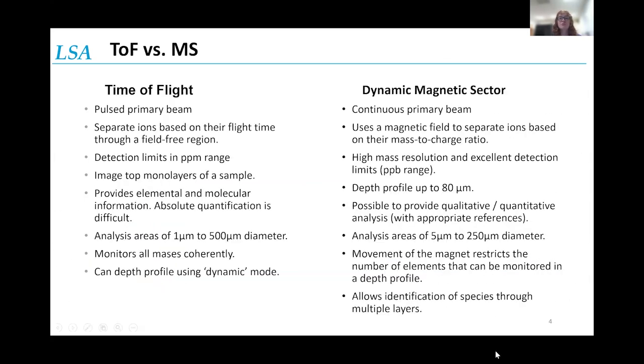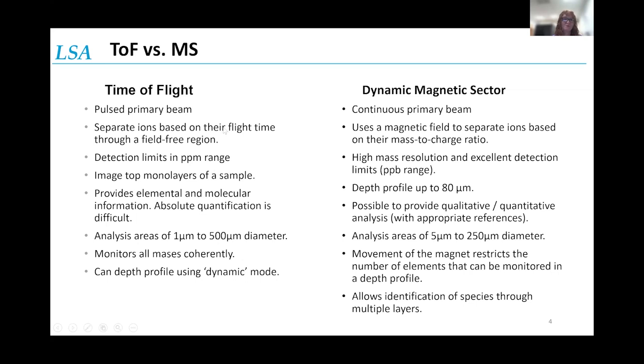So a few pros and cons of TOF and dynamic magnetic sector SIMS. So TOF is really good at imaging. It can have 1 micron up to 500 micron analysis area with detection limits of parts per million, and has really good spatial resolution for imaging. It's commonly used for biological samples, and just imaging.